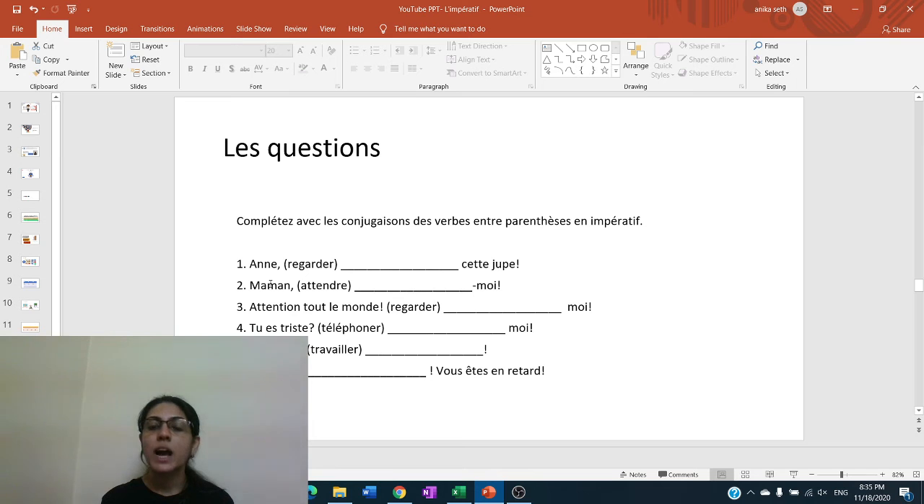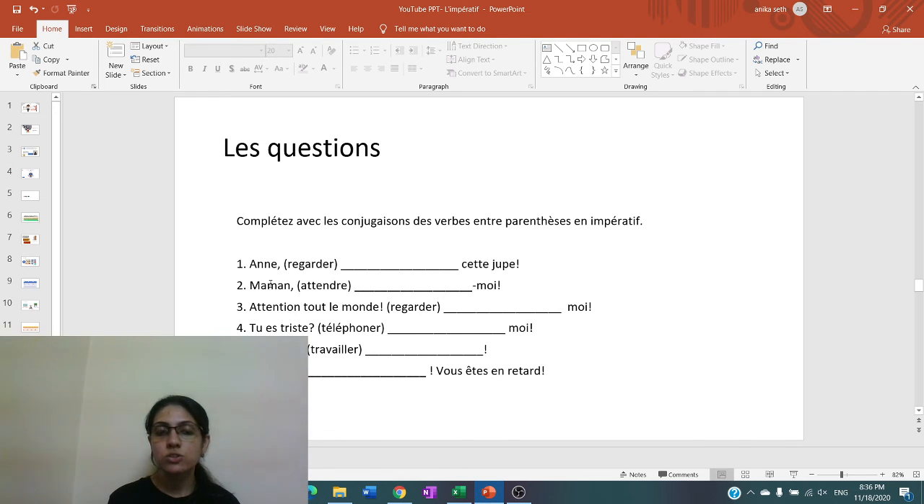Next is maman, attendre moi. Attendre is the verb. So maman, again in which form will it be conjugated? Tu, nous or vous. It will be conjugated in the tu form because maman is informal. With family members, it is informal. So verb attendre conjugated in the tu form: attends. The s stays because it is an RE verb, not an ER verb. So attends-moi.